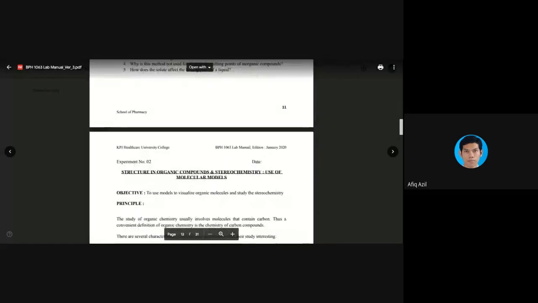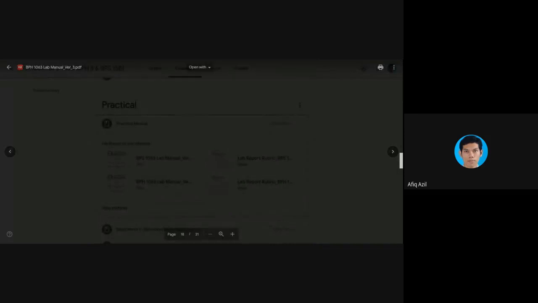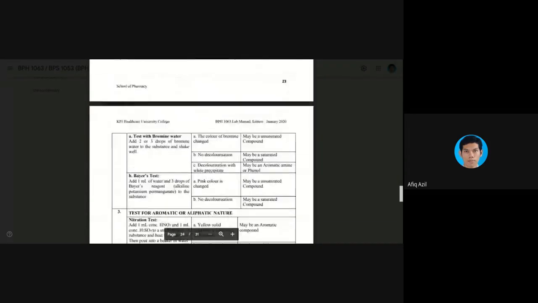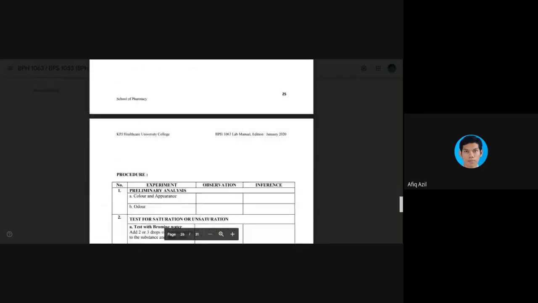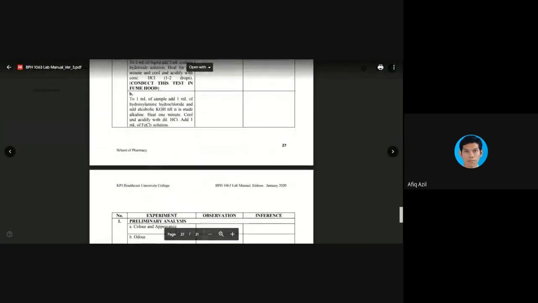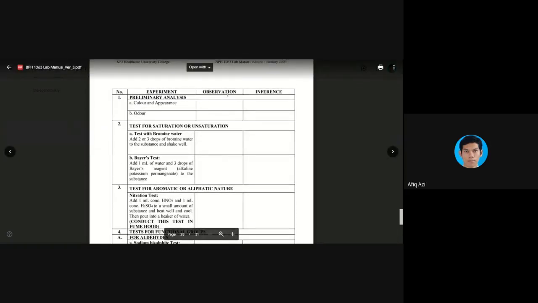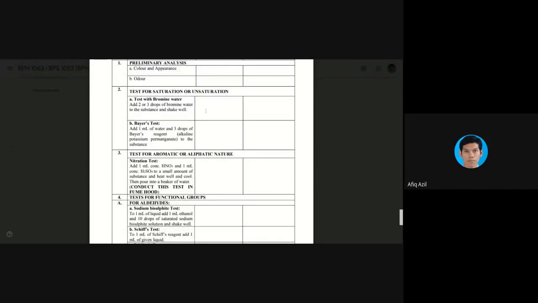So this is like a reverse experiment. Supposedly the identity of the compound should be unknown, but since we cannot do that, you already have the identity of the compound. What I want you to do in the report section is to fill up the expected observation that you would see from that particular compound. For example, let's say cyclohexanone. What kind of observation would you get if you were to do a bromine water test?